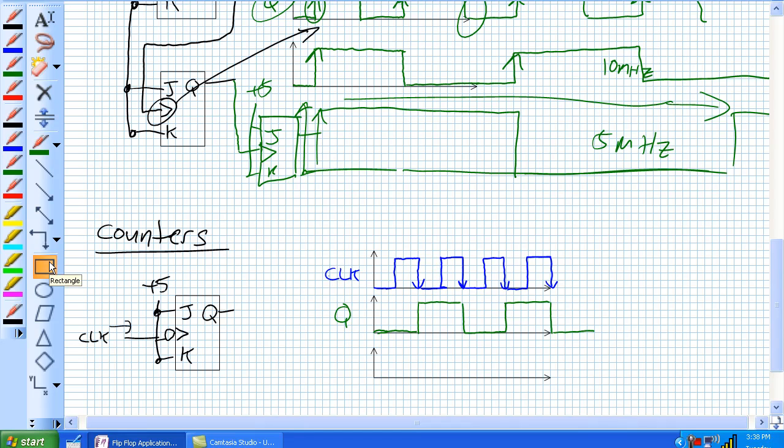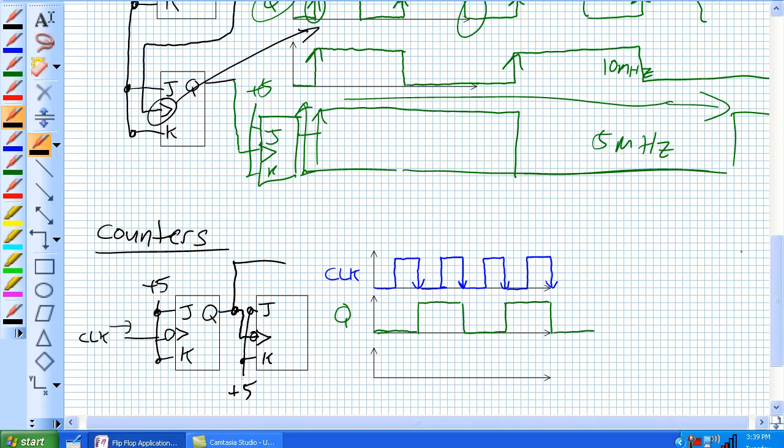Now, let's take a second JK flip-flop. For some reason, I'm drawing it green. And put it right next to this guy. So we're going to take this signal off here. And where's that signal going to go? It's going to go into its negative edge clock. And we're going to keep our J's and our K's still in toggle mode.